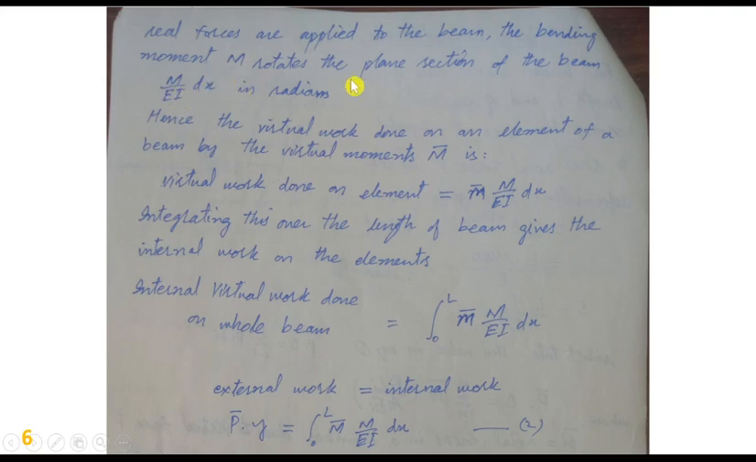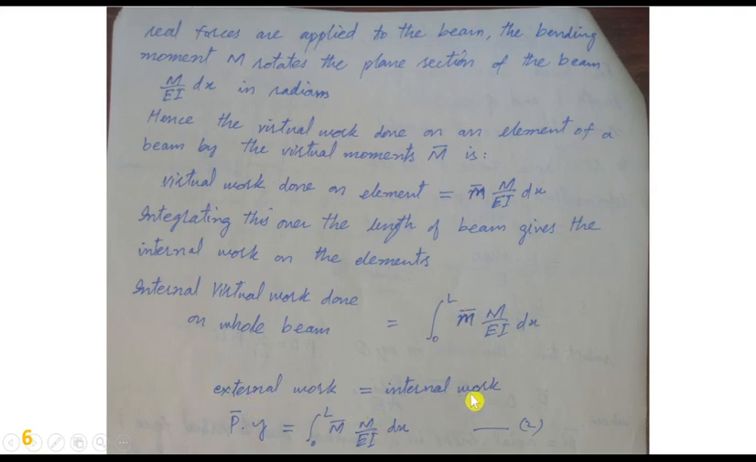So if the real force is applied, the bending moment m rotates the plane by this angle in radians. That's why we multiply the virtual quantity with the real one. Integrating this over the length of the beam gives the internal work on the elements. The internal virtual work on the whole beam is found by integrating from 0 to L, the entire length.